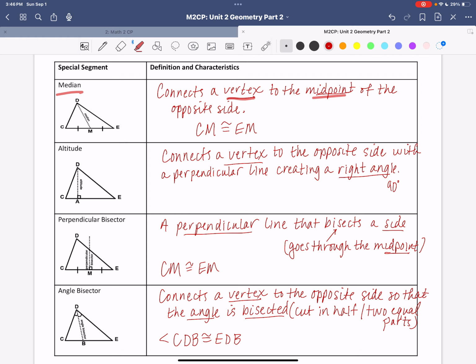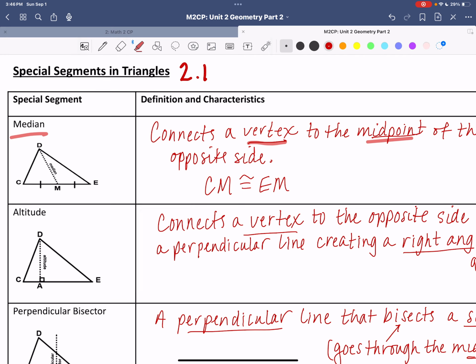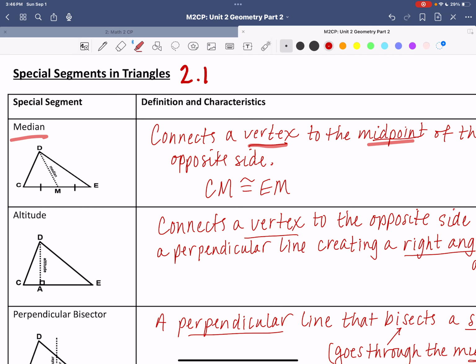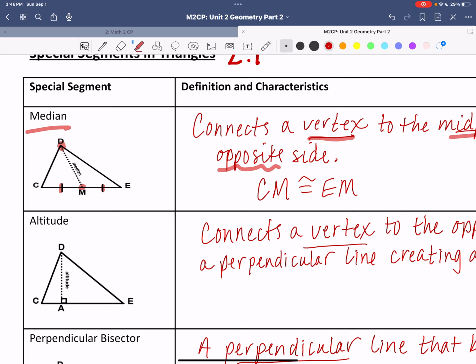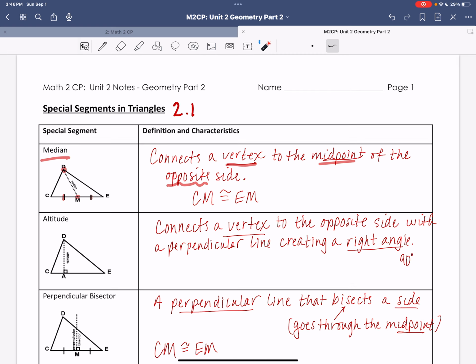So in this case, let's zoom in. The vertex is here and the midpoint is here. So therefore, you can see these are equal in lengths. So an example would be CM, is right here, is congruent to EM, which is here. So they are the same length. That's a midpoint.